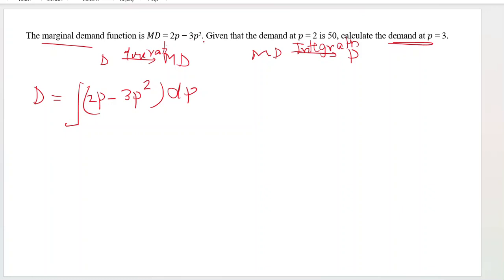Now we use all in terms of p. Usually we solve integration in terms of x, but because p is involved, we now use everything in terms of p. So we separate the integral with the minus.